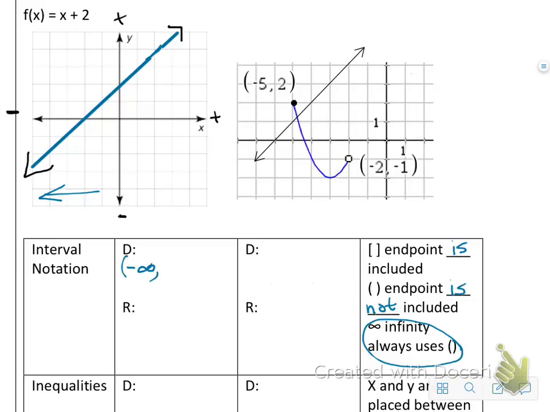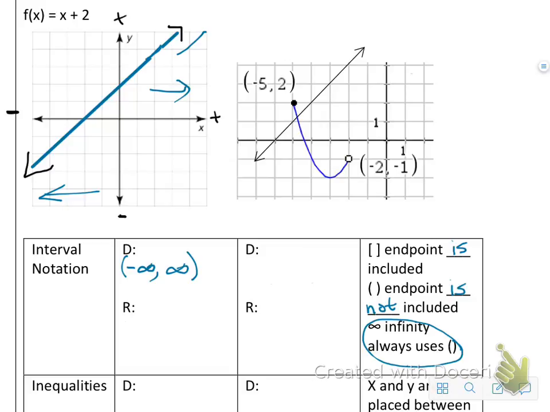Now we're going to go to the right. As we go to the right, it has an arrow, right? There's an arrow right there. That means, again, we're not touching. So we have another infinity. But because it's to the right, that's the positive side. So it's just positive infinity. And again, infinity gets parentheses.